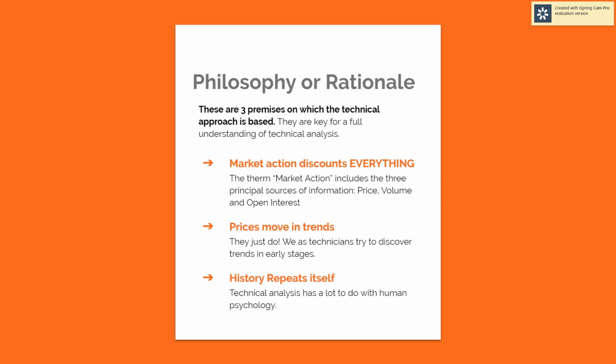Okay, so these are 3 premises on which the technical approach is based, and in my opinion they are key for a full understanding of technical analysis. So these are the 3 things: market action discounts everything, prices move in trends, and history repeats itself. I'm just going to quote a little bit from a book I've read. It's called The Bible of the Technical Analysis of the Financial Markets, written by John J. Murphy. And to quote a bit about every premise, beginning with market action discounts everything.